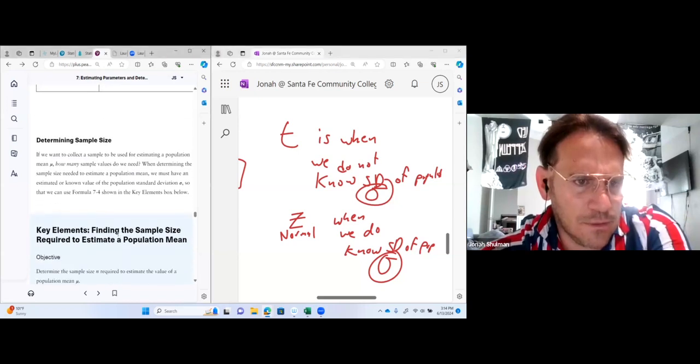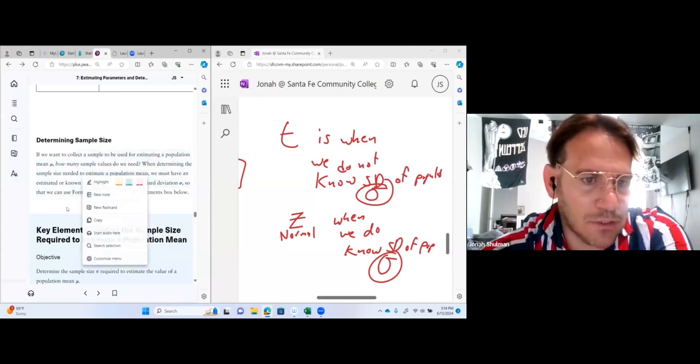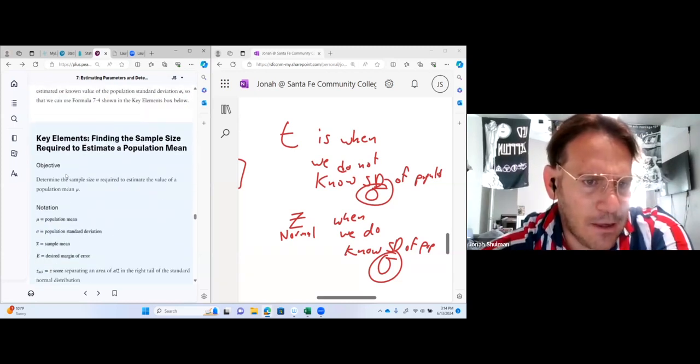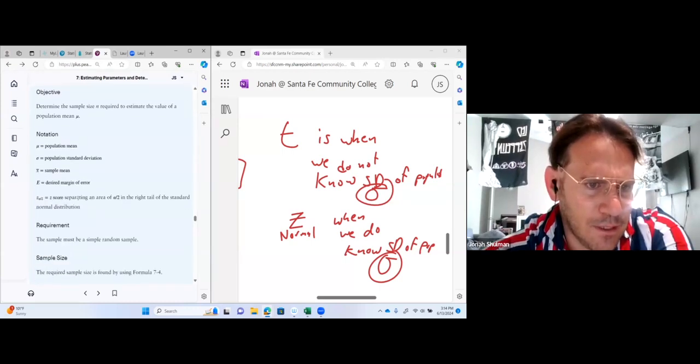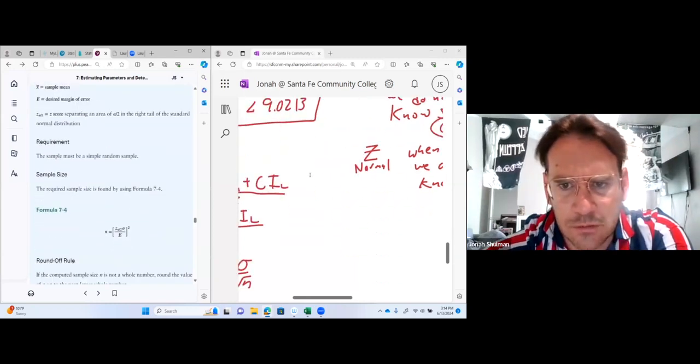All right. Oh, we're almost at the bottom. We want to know how to collect a sample to be used for estimating population. How many samples do we need? I would use a G-power analysis, but let's see how they want us to do it. Determine the sample required to estimate the value of population. I'm going to use the z-score. Okay. All right, so here's our formula.